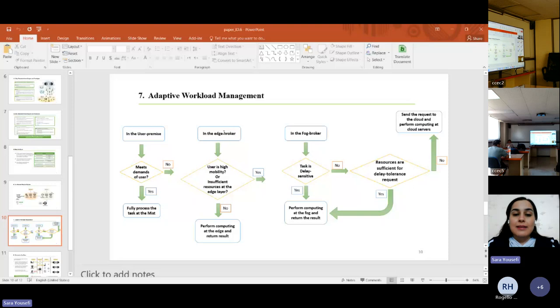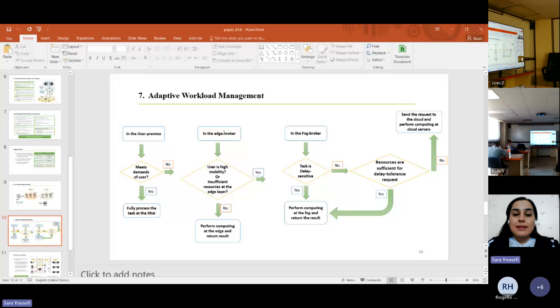At the edge broker, monitoring components assess certain task requirements. If the device is not highly mobile and its required resources are available in edge nodes, the processing is completed at that layer and the result is sent back to the device.